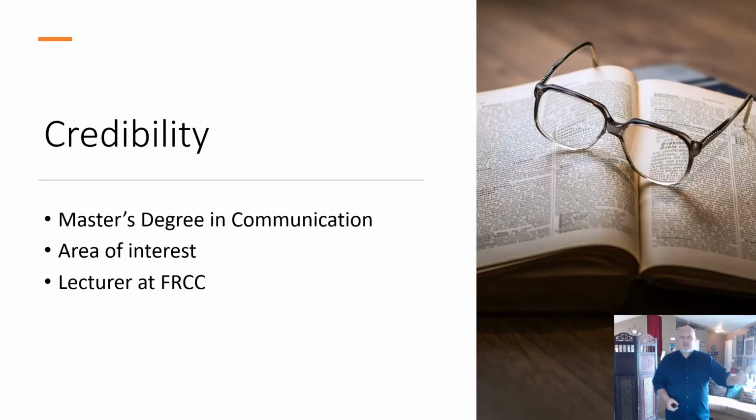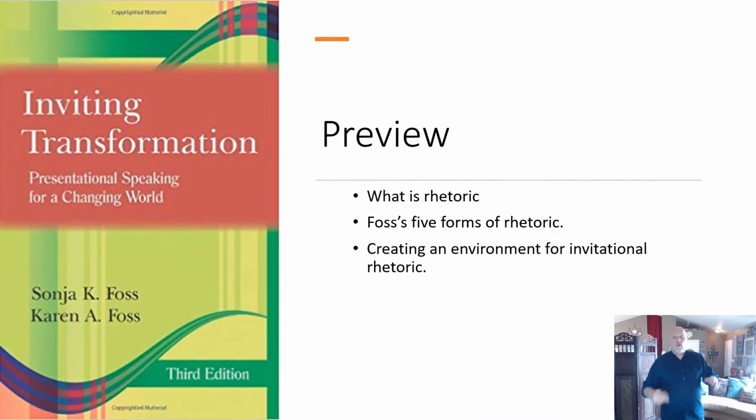My credibility: I have my master's degree in communication and my BA in communication studies. It's an area of interest. It's something that drew me into the communication field, so that I could learn more about it and share it with others. I also lecture and teach at Front Range Community College, where many of you may know me from. What we want to cover is what rhetoric is, Foss's five forms of rhetoric, and creating the good environment in order to engage in invitational rhetoric.